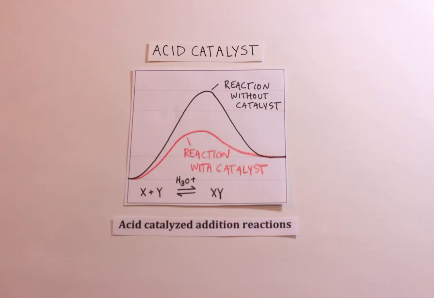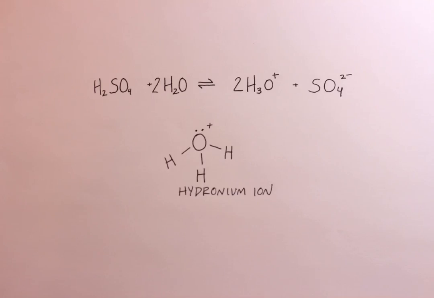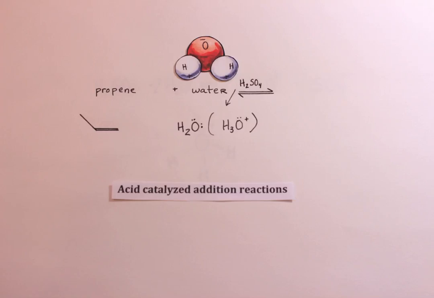Let's examine the acid-catalyzed addition of water to an alkene. In this reaction, we will use the diprotic sulfuric acid, whose presence in water results in the creation of hydronium ions, as you can see here. The acid-catalyzed addition reaction between propene and water works like this.